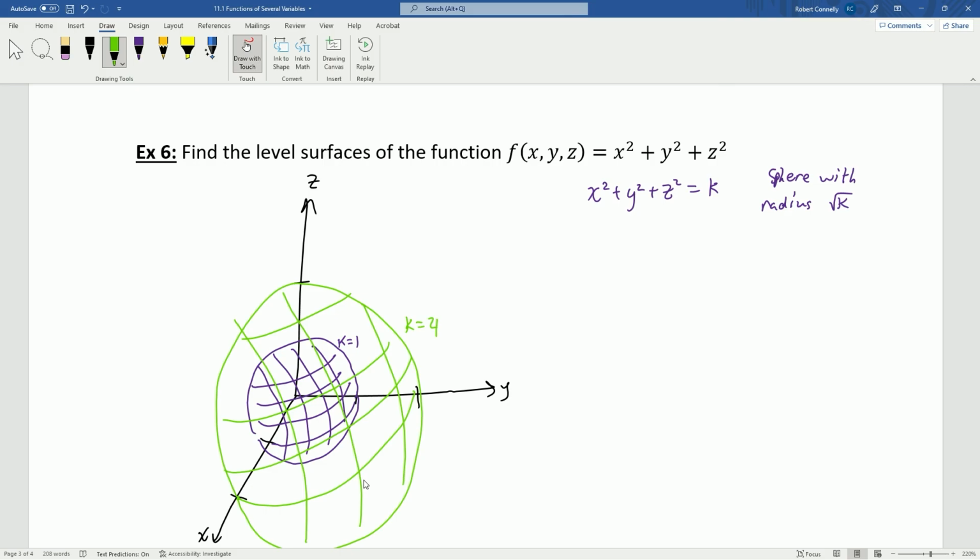All right, so what you can see here is that each of these level surfaces looks like a sphere, and the further out you go from the origin, the larger the values of f of x, y, z become. So your smallest values are going to be at the origin, 0. And as you grow out larger and larger, you get values that are going to be obviously larger as well.